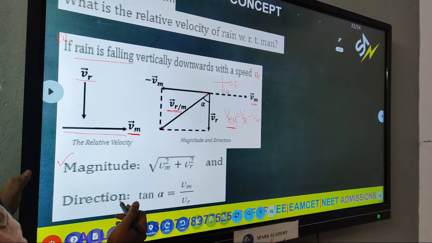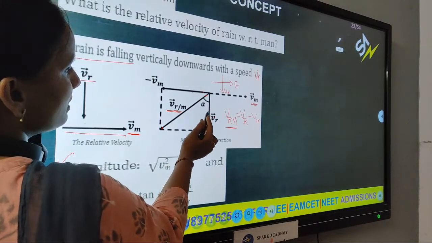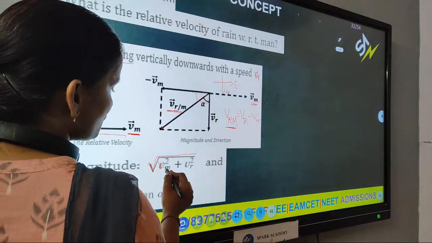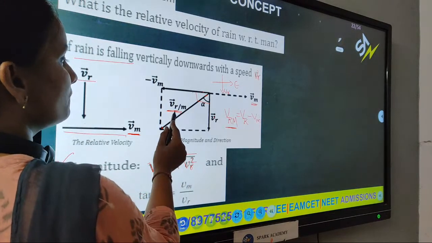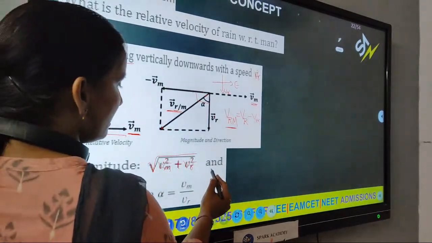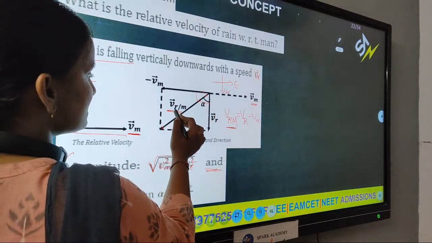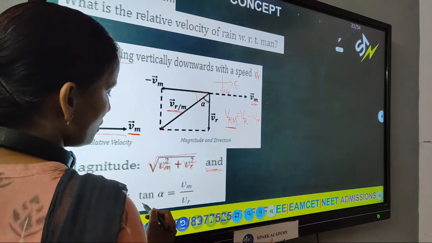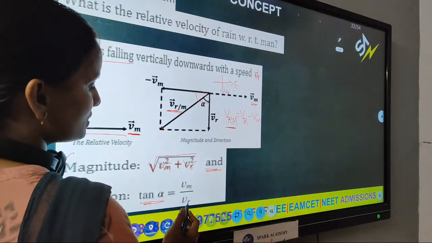Now this resultant magnitude we can find by using the parallelogram law of vector addition, these two being perpendicular to each other. So under root of Vm square plus Vr square, that is the magnitude of the relative velocity, which is the velocity of rain with respect to man. And the direction of the resultant: this resultant makes angle alpha with the direction of velocity of rain. So tan alpha we have to consider, which is equal to velocity of the man by velocity of the rain.